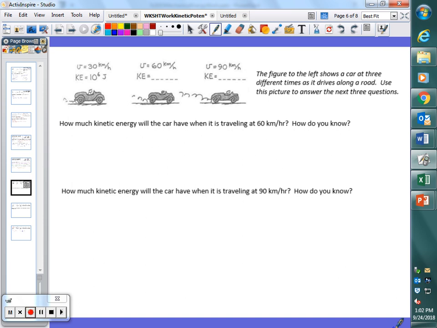The description says the figures, it should say the figures to the left, show a car at 3 different times as it drives along a road. Use this picture to answer the next 3 questions.